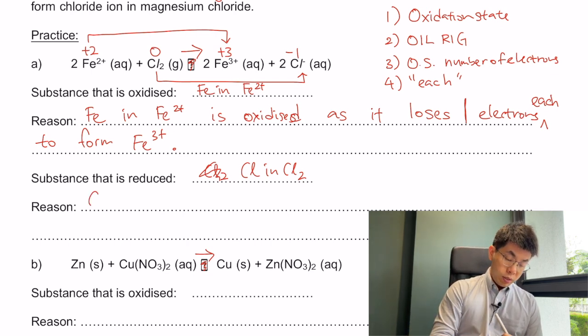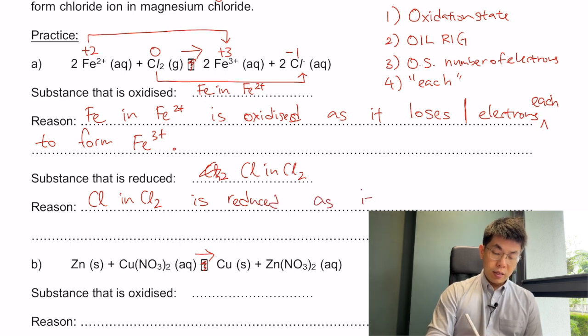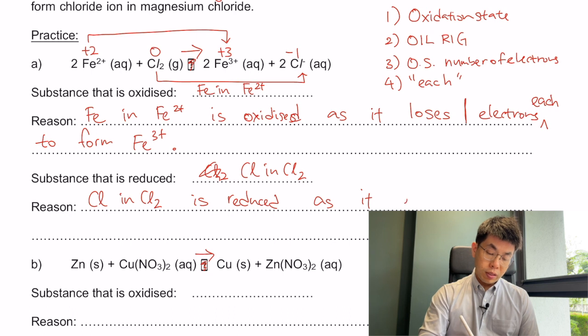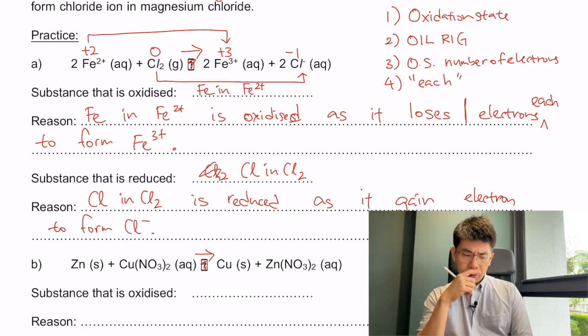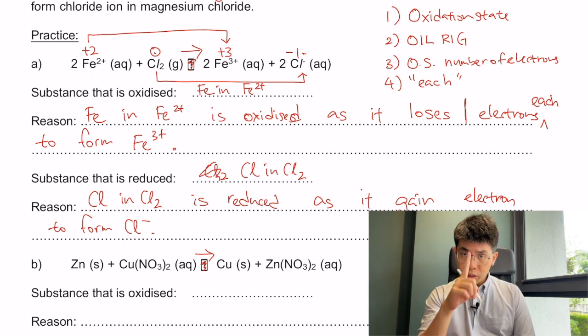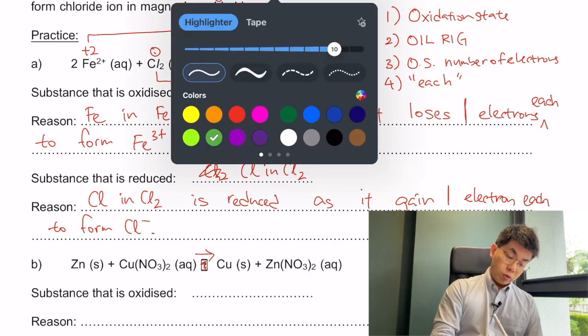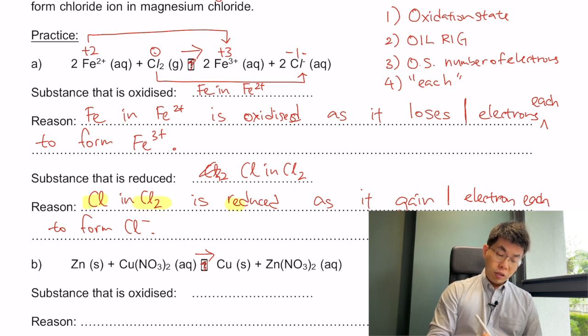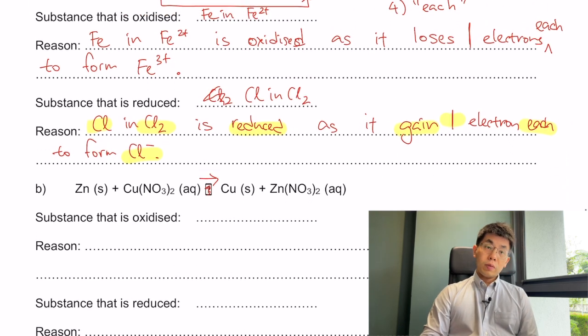Okay, let's check our answer. So Cl in Cl2, I already determined 0 to -1, so it's reduced. So OIL RIG, reduction is gain, so it gains electrons to form Cl minus. Now 0 to -1 is a change of only 1, so it gains 1 electron, and I must remember to add the word each. Okay, so let's highlight what is important over here. You must have the species, the reactant, reduce or oxidize, gain or lose, the number, each, and then the product.